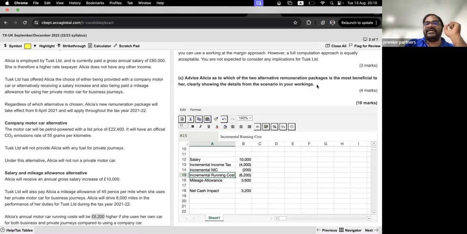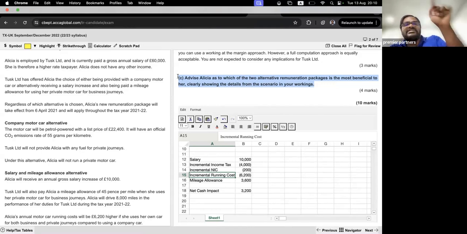But yes, if they make a slight change in this requirement, so here they are saying which alternative is more beneficial for her, rather than saying what package is more beneficial for income tax, then the entire answer would be the other way around. Isn't it? Great. So be careful with the requirement. They are not asking what is the most tax beneficial method. They are asking what is the most beneficial method overall to Alicia. If that is the case, additional salary and the mileage allowance is more lucrative. Agreed?